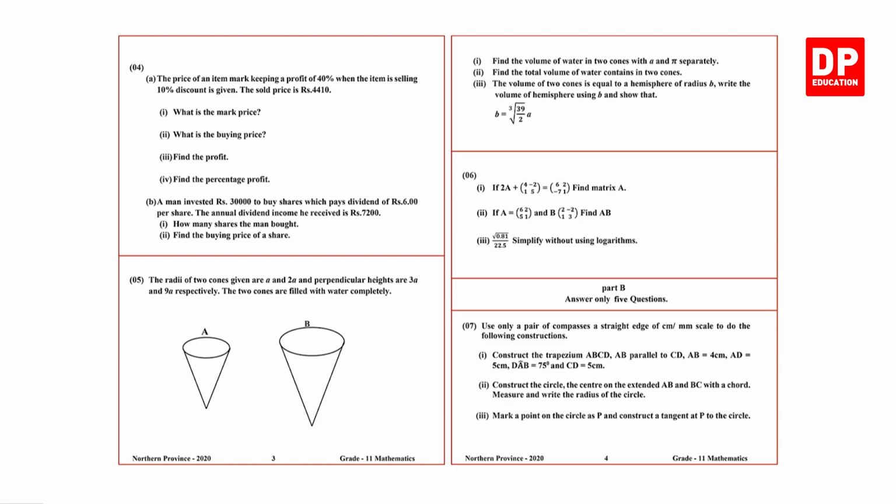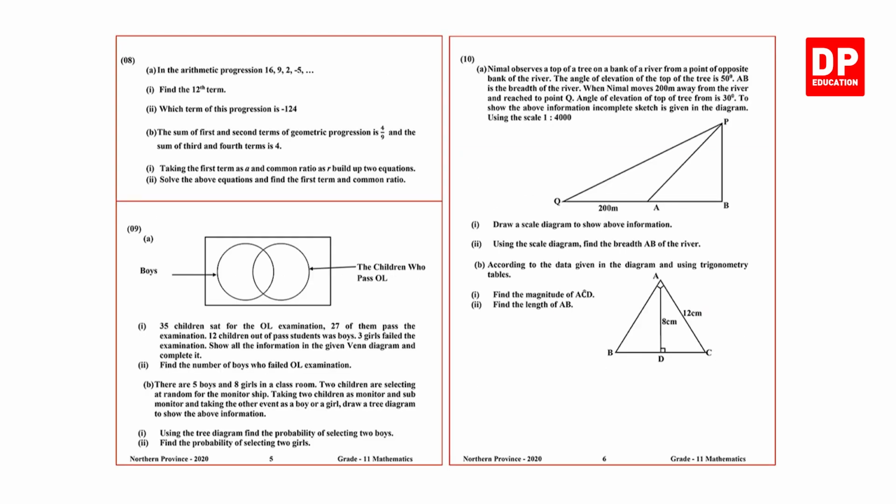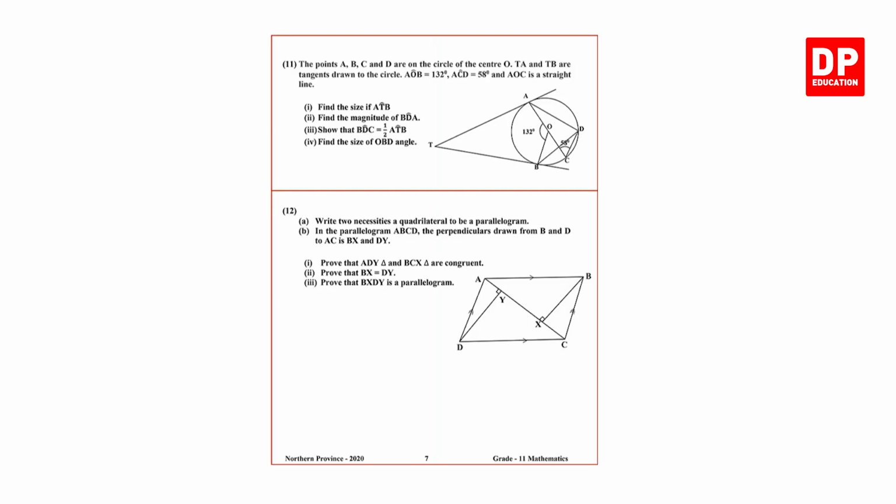Part B starts from question number 7. That's construction question. And then you get progression question. 9th one, sets. 10th one, you have to draw scale diagrams and find angles, trigonometry question. 11th one and 12th one are proof questions, circle theorems and triangles and parallelograms theory.